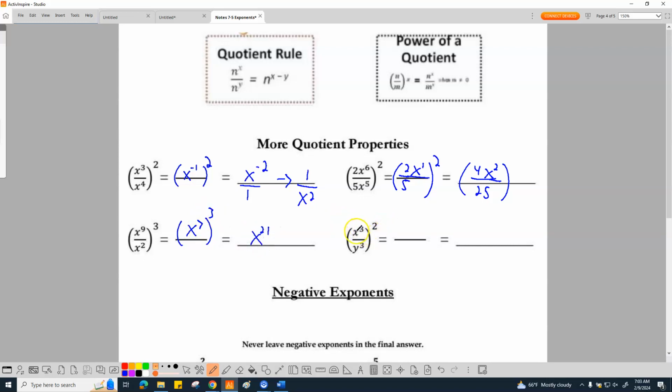This one's kind of fun. X to the third over y to the third. These are not the same bases, y'all. You can't combine them. You can't just be like, oh, x and y go together. They don't. So you just have to basically square it. There's nothing else to do. In this case, it's 3 times 2. So what does that look like? It ends up looking like x to the 6th over y to the 6th. You don't have to do any more than that. That's the answer to that one.